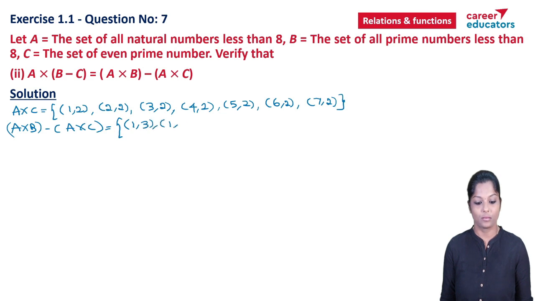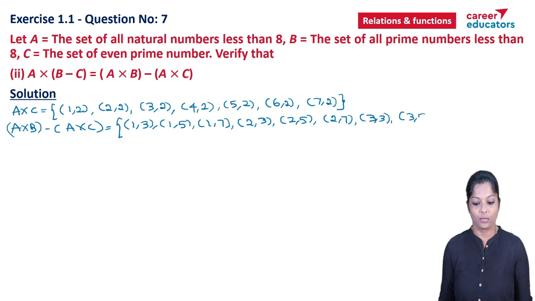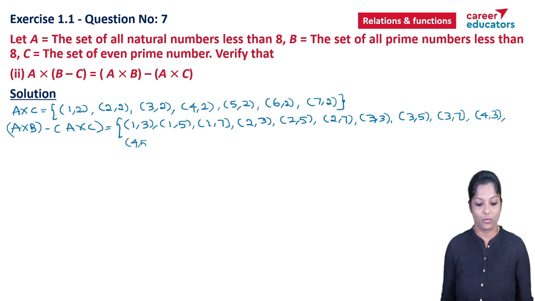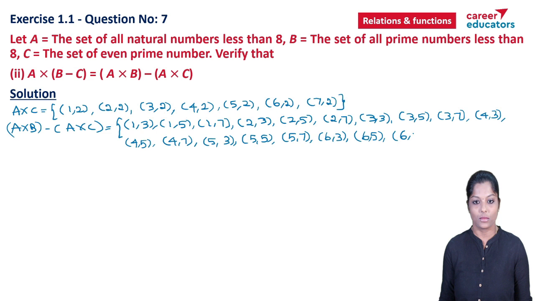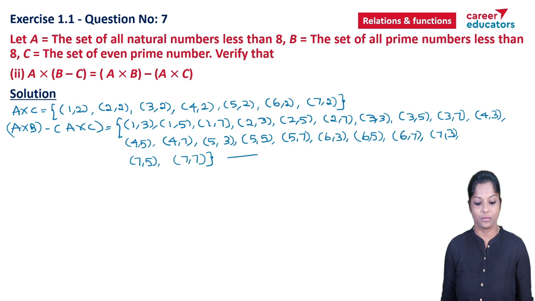(1, 3), (1, 5), (1, 7), (2, 3), (2, 5), (2, 7), (3, 3), (3, 5), (3, 7), (4, 3), (4, 5), (4, 7), (5, 3), (5, 5), (5, 7), (6, 3), (6, 5), (6, 7), (7, 3), (7, 5), (7, 7). Now we got RHS. We'll mark this as 2.